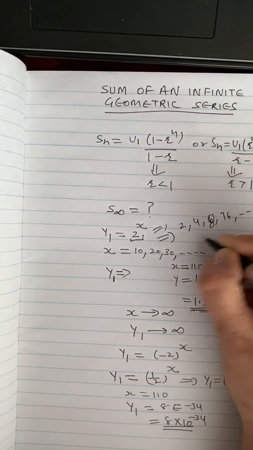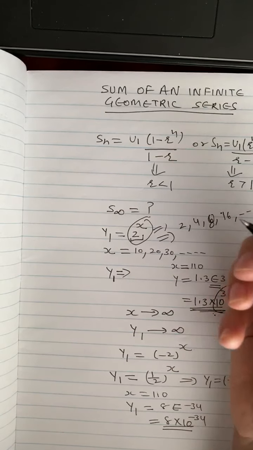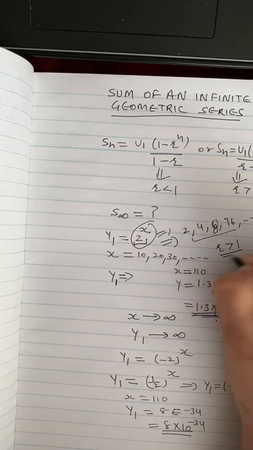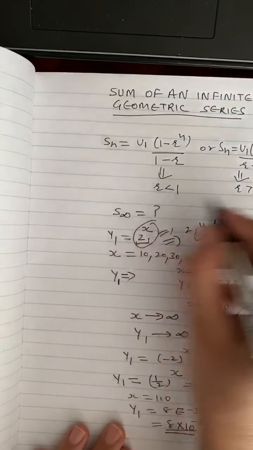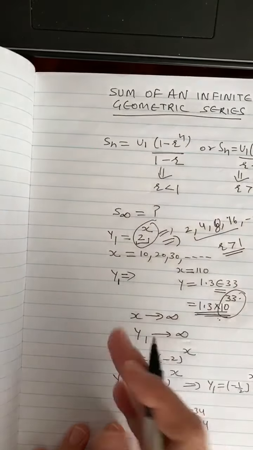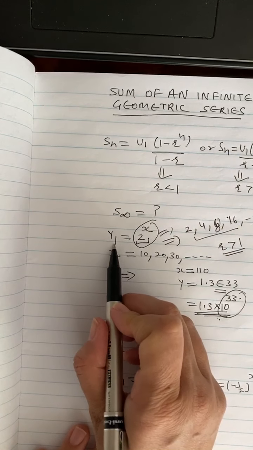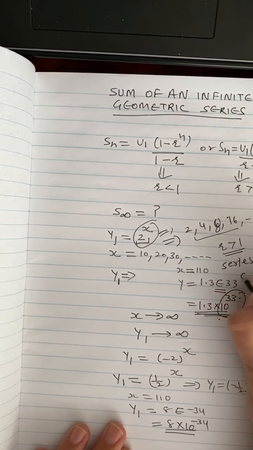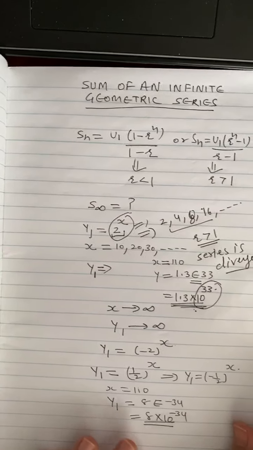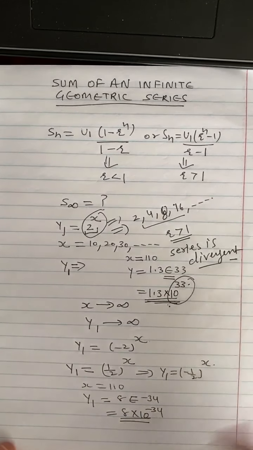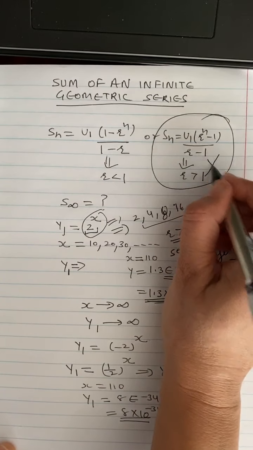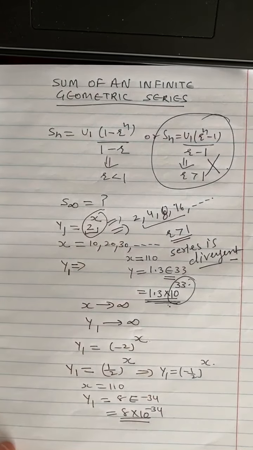Yeah, and so on. So this is the general rule for this geometric progression. Which means if the common ratio is greater than 1, because each value of y1 keeps on increasing, then we say that the series is divergent. So it's becoming bigger and bigger. We say that the series is divergent when r is greater than 1, which means we are not going to look at this formula at all for the sum of an infinite geometric series.